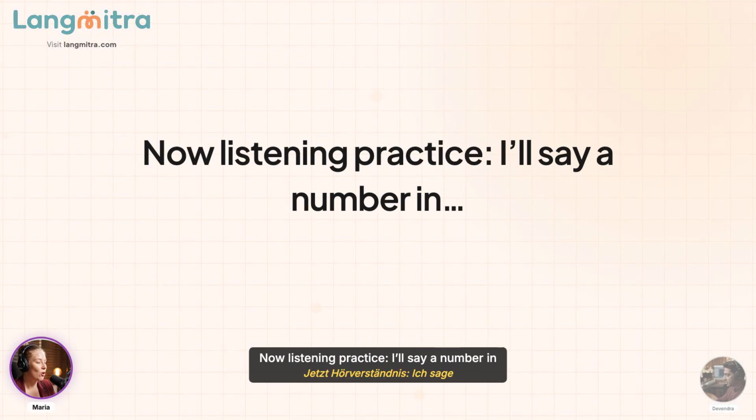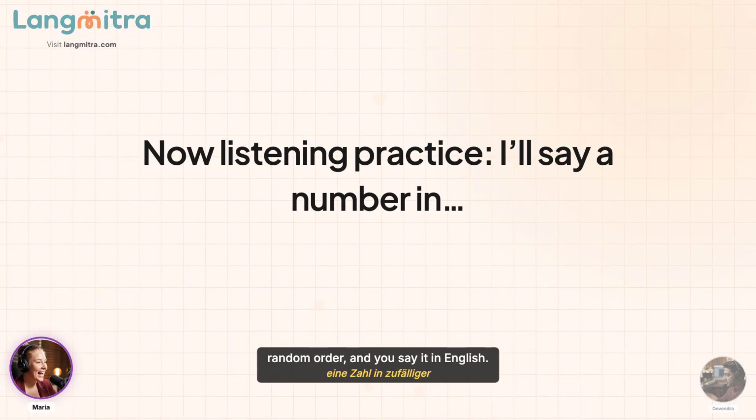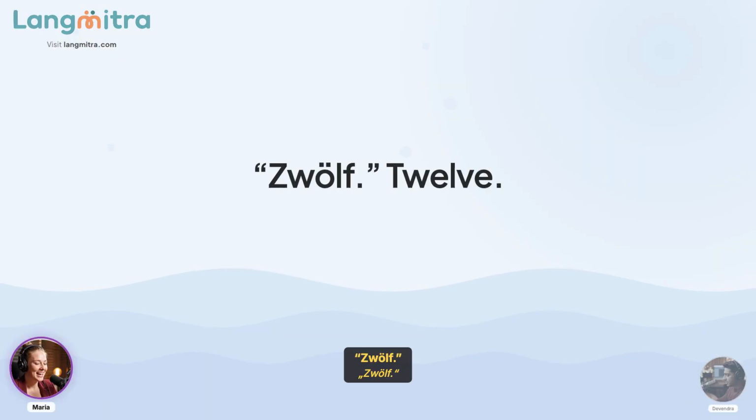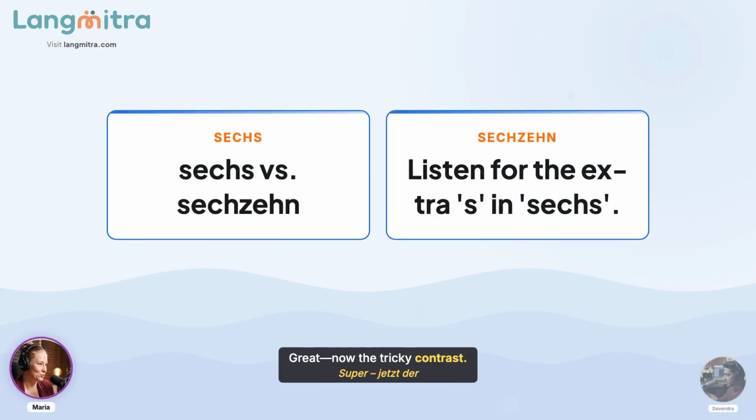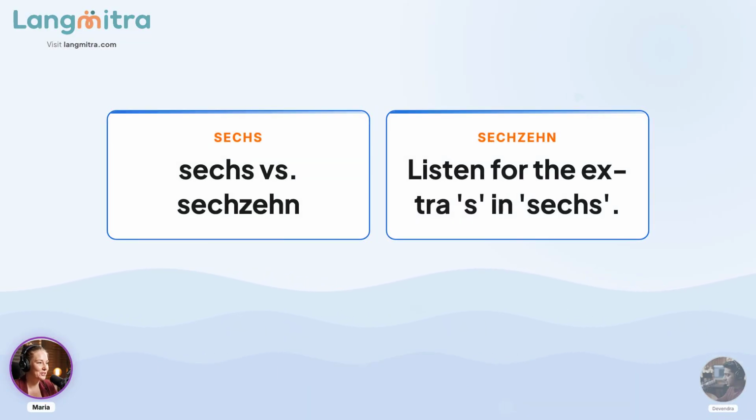Now listening practice. I'll say a number in random order and you say it in English. Ready? Ready. 12. 12. 16. 16. Great. Now the tricky contrast. I'll say one, you tell me if it's 6 or 16.